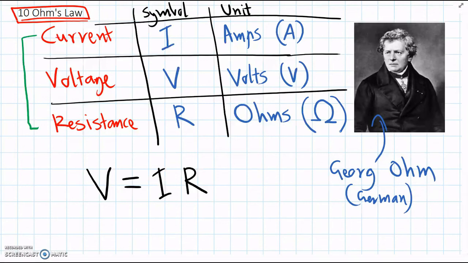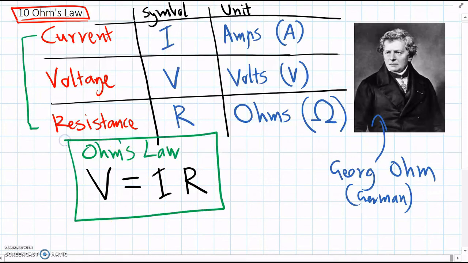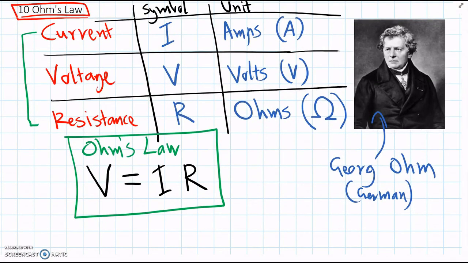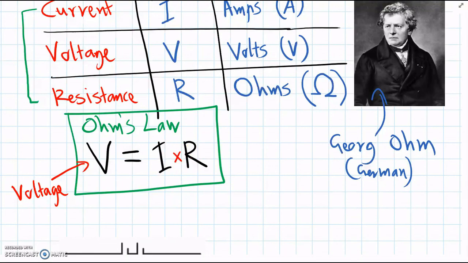So now this equation will make a bit more sense. This is Ohm's law. So let's break it down to understand what it means. Ohm's law says that V, which is the voltage, equals IR. And remember, in maths, if there's no symbol between two letters or two variables, it means multiply, even though we don't write the multiply symbol.